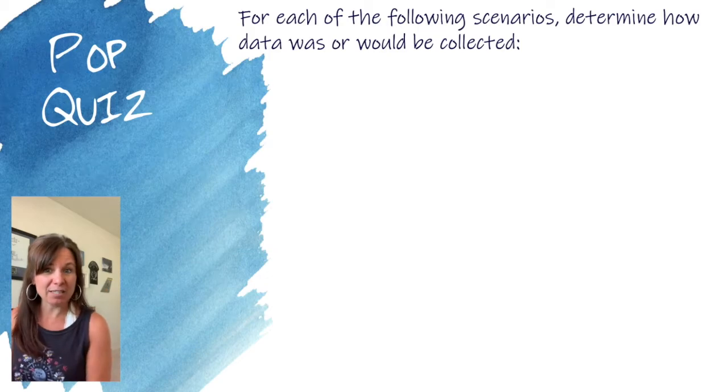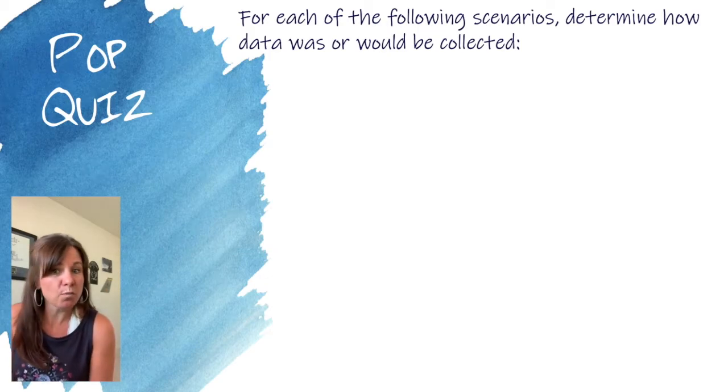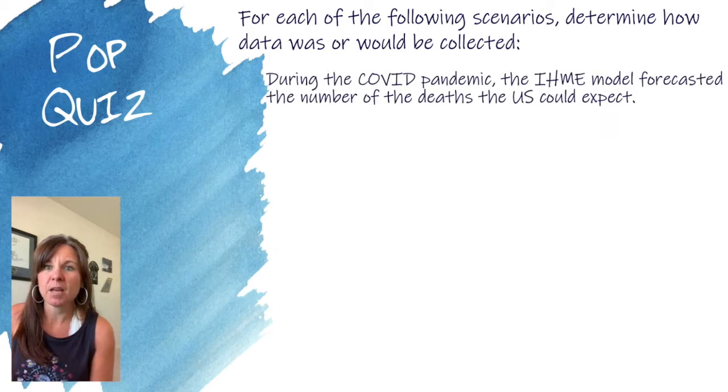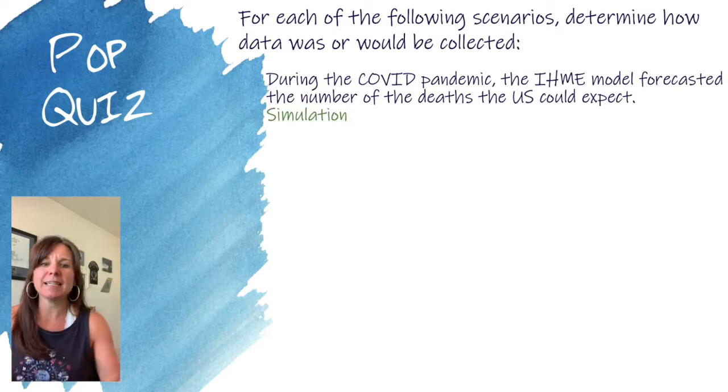So let's try to look through a couple scenarios and see which way was the data collected. During the COVID pandemic, the IHME model forecasted the number of deaths that the US could expect. How'd they get that data? Well, they took some data from other countries that were dealing with it, put it into a computer model and did a simulation for what the US could expect.